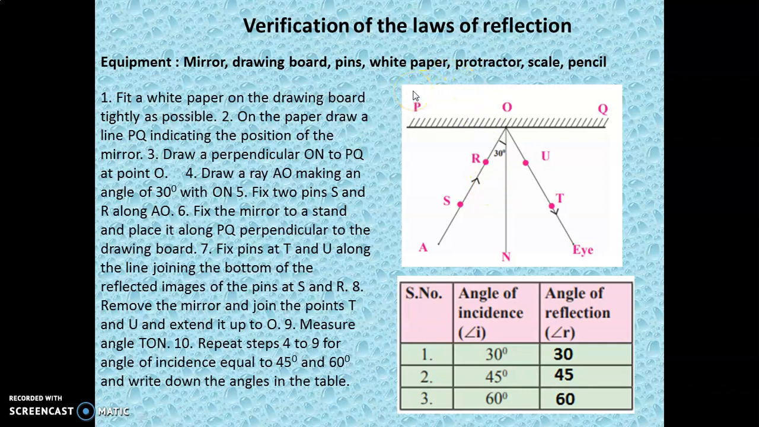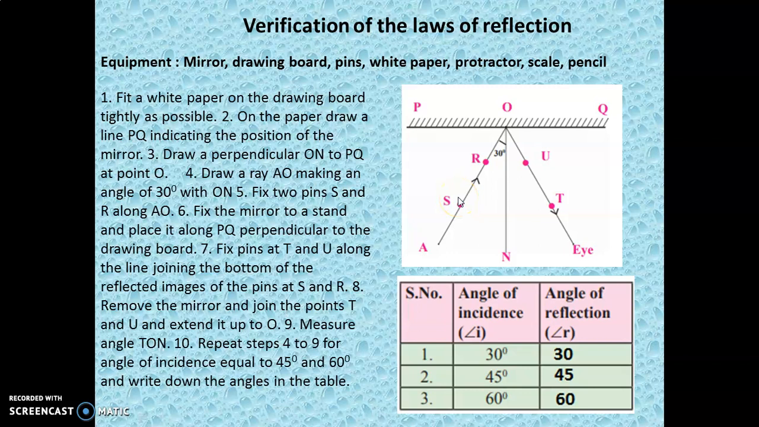So the experiment or the activity is, we have to fit a white paper on the drawing board. Then on the paper, draw a line PQ indicating the position of the mirror. Draw a perpendicular ON to PQ at the point O. This ON is going to show you the normal. Now, with the help of a protractor, we measure an angle of 30 degrees, and then draw an incident ray AO at 30 degrees. Then we fix these two pins S and R on this incident ray.